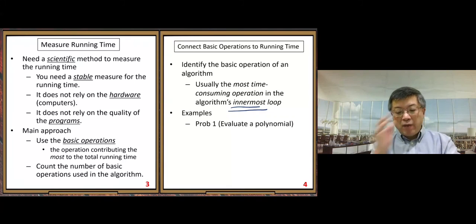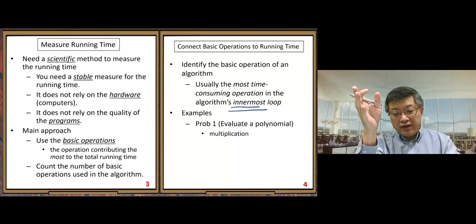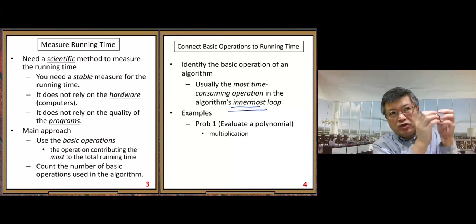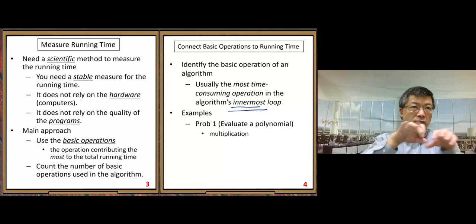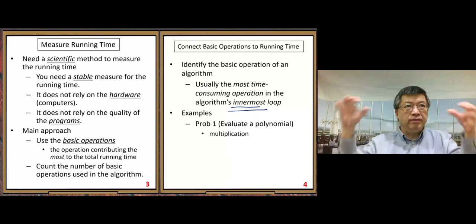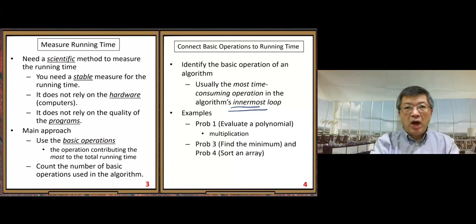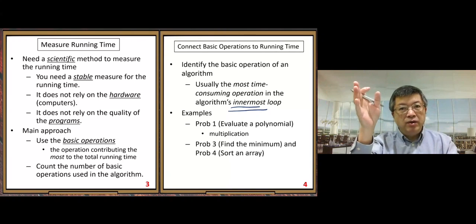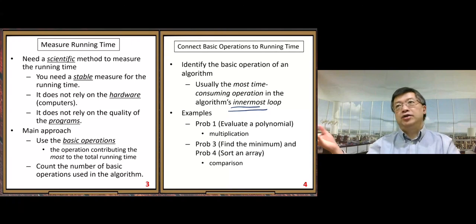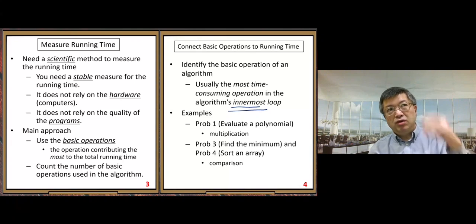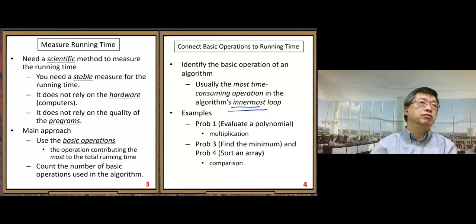In our problem one, evaluate polynomial, definitely the multiplication is the basic operation. It dominates the addition. Addition only accounts for a very small portion. So multiplication dominates the running time. Then the find the minimum problem and the sort array problem, that's simple. Comparison is the basic operation.